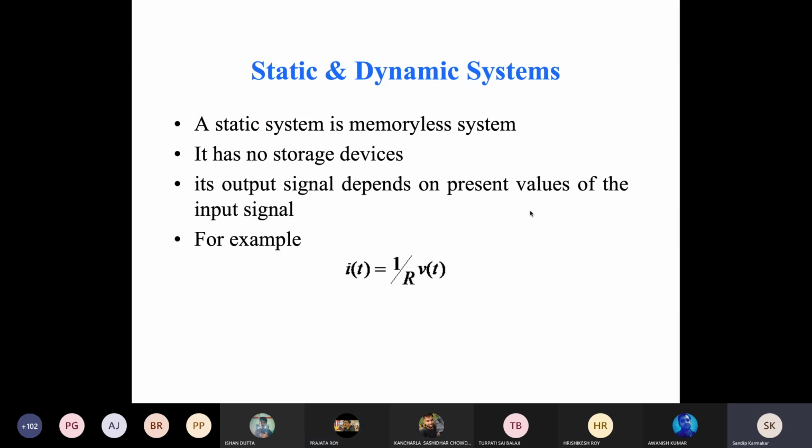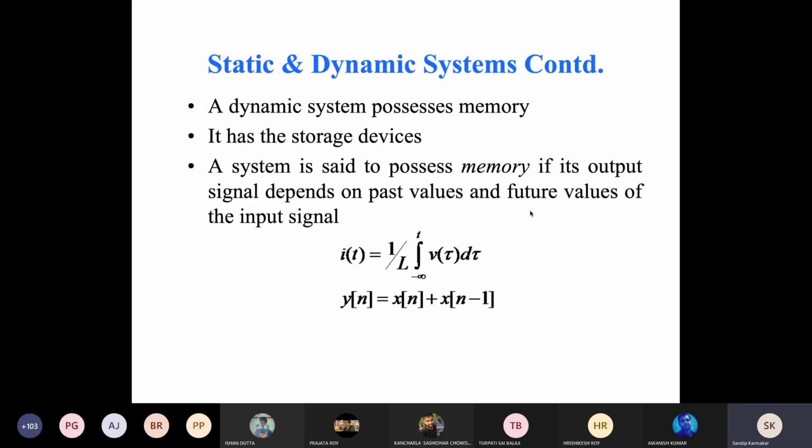Okay. Static and dynamic system. A static system is a memoryless system. It has no storage devices. Its output signal depends on present values of the input signal. For example, i(t) = 1/R v(t). A dynamic system possesses memory. It has storage devices. A system is said to possess memory if its output signal depends on past values and future values of the input signal. For example, for an inductance, i(t) = 1/L ∫ v(τ) dτ. y[n] = x[n] + x[n-1] depends on present value as well as previous value. So this is a dynamic system.